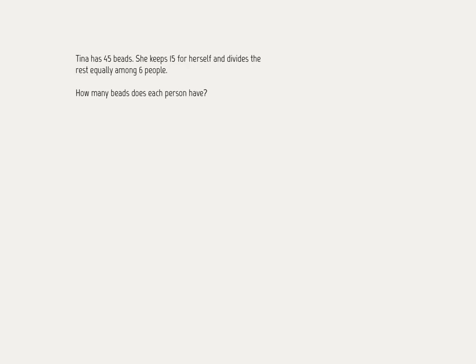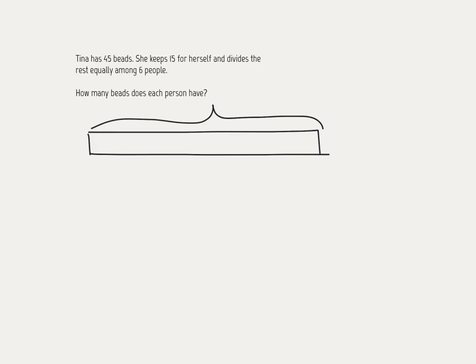So we have a total number of beads here. Okay. So we have 1 bar and the total here is 45. Okay. So in this problem, she is going to keep 15. Looks like about there would be 15. She's going to keep this portion for herself. Okay. So that's going to be 15, and that is for Tina.